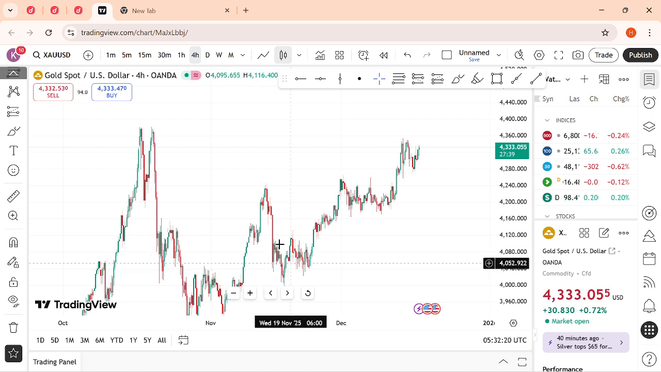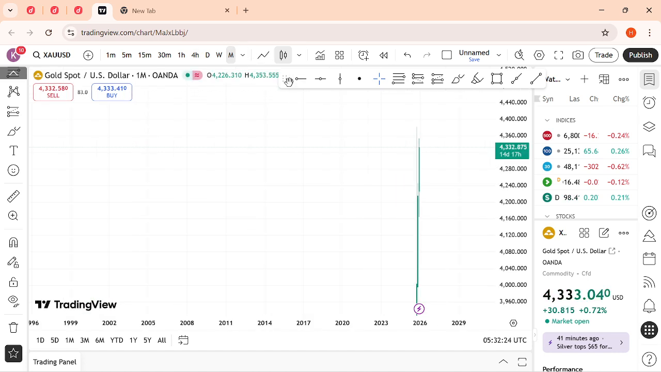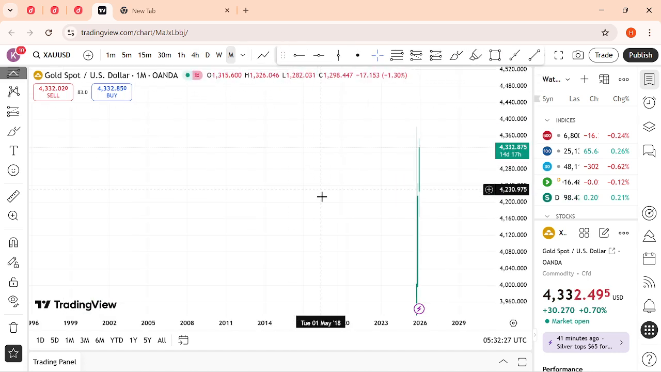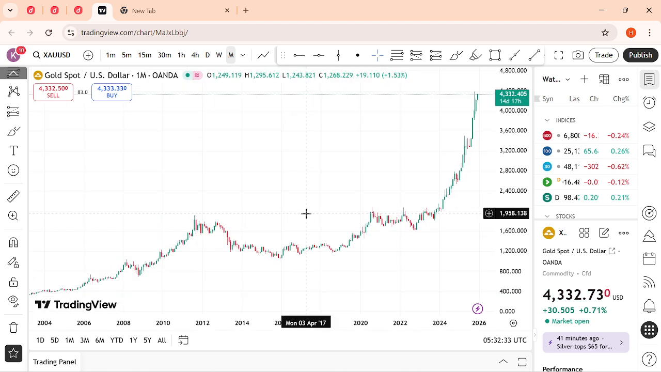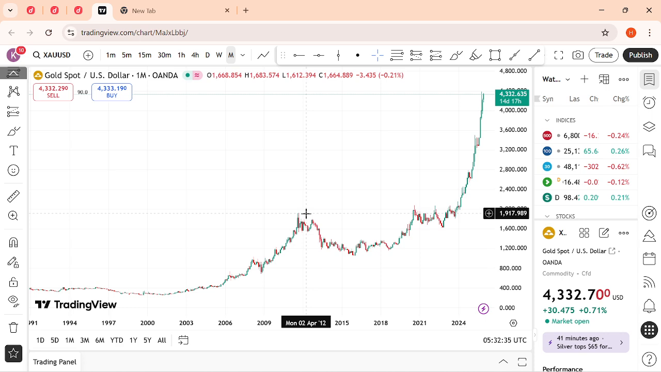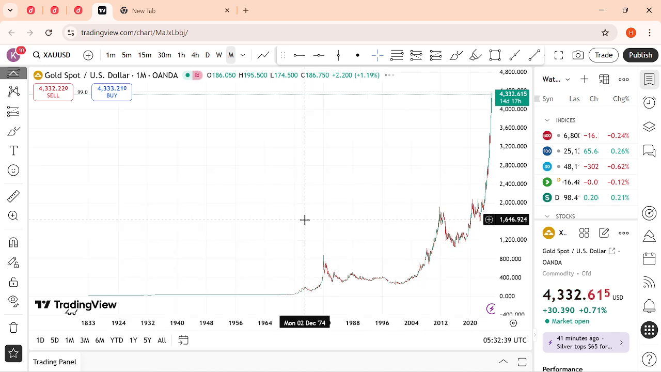So basically, today we are going to be discussing the gold market. So this is the monthly chart. We've had gold shooting to the upside all through this year.